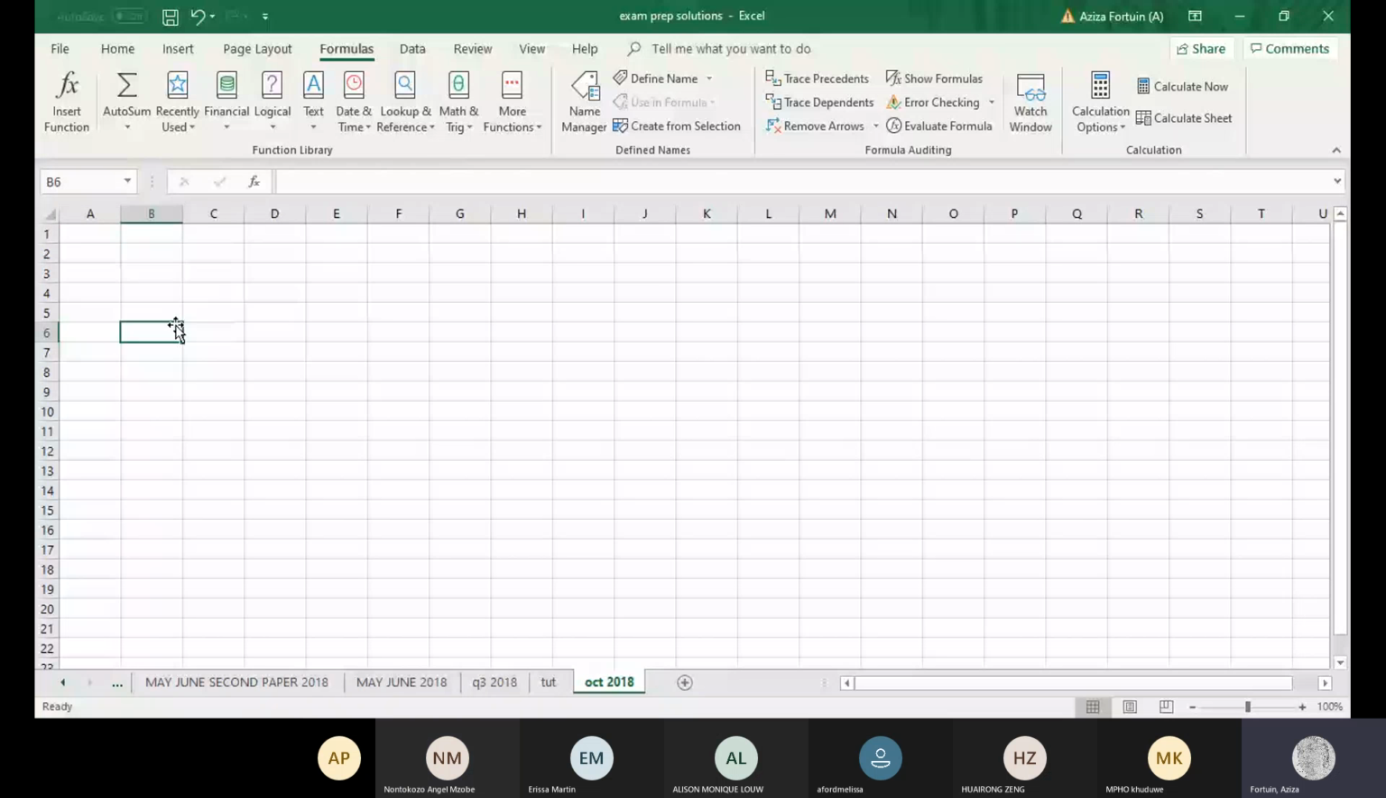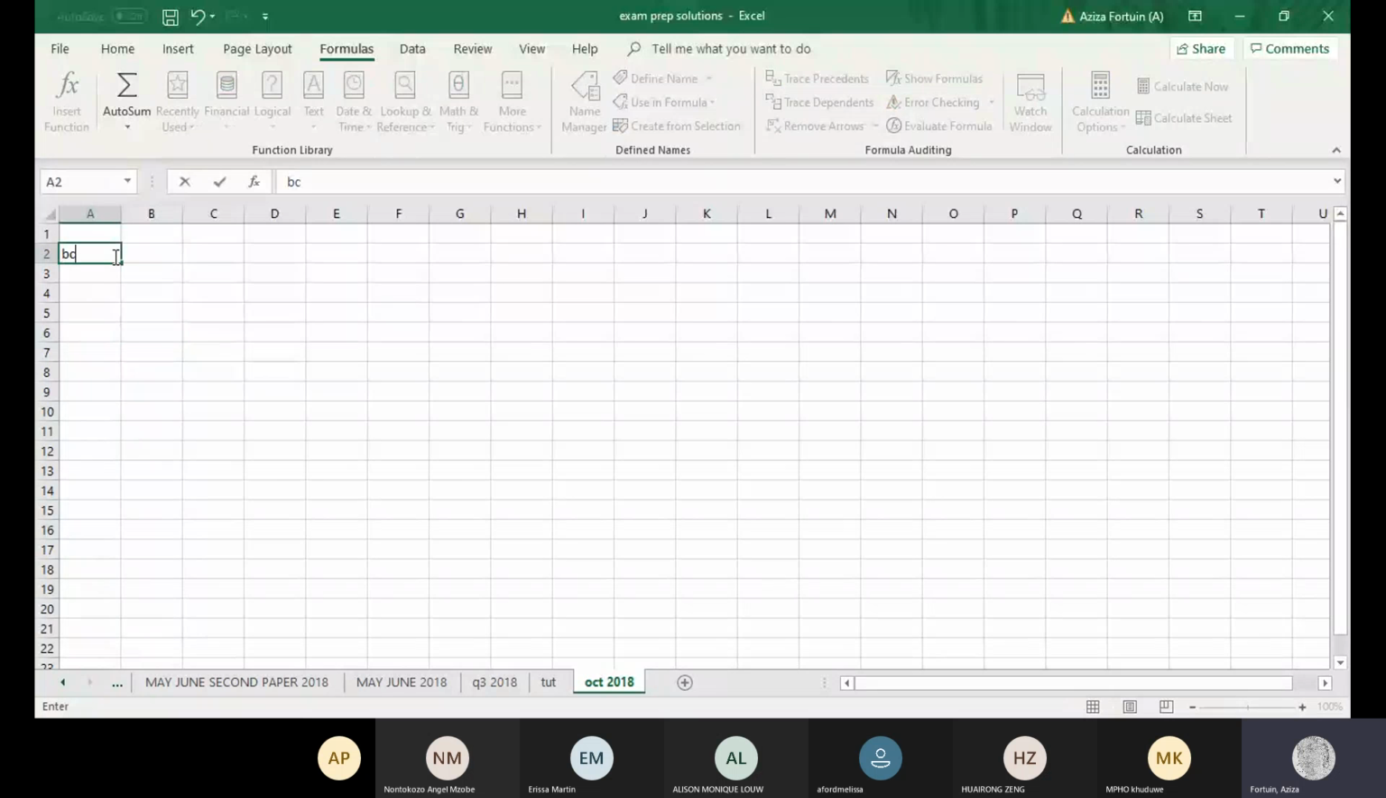So, question 1, I want us to do a bank recon. So let's draw up my business cash receipts journal.